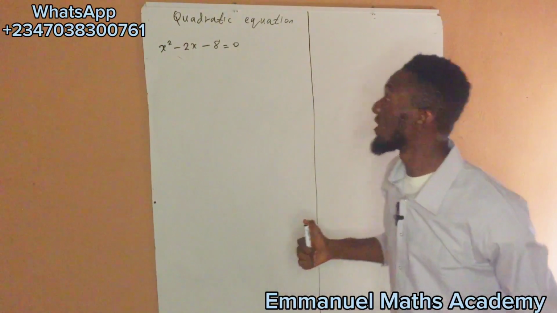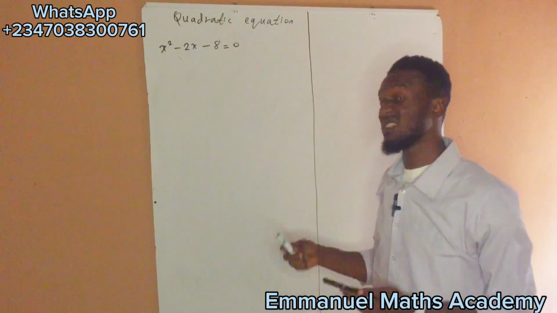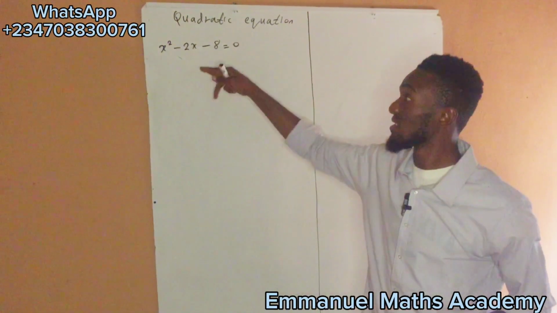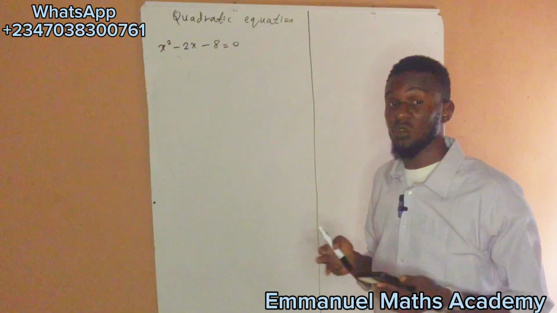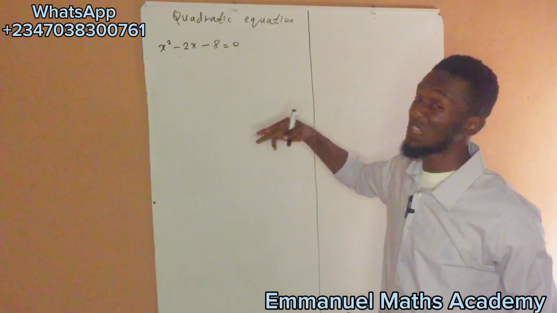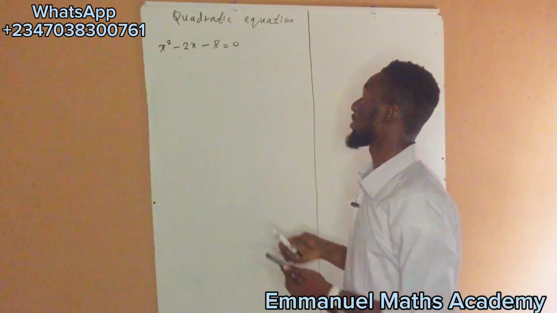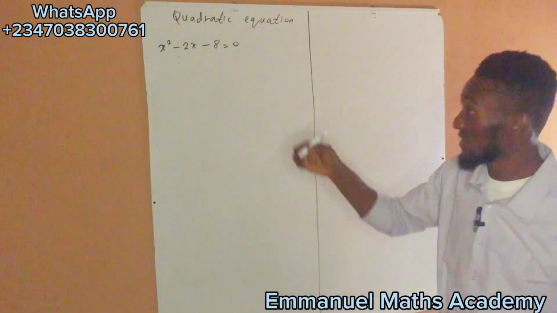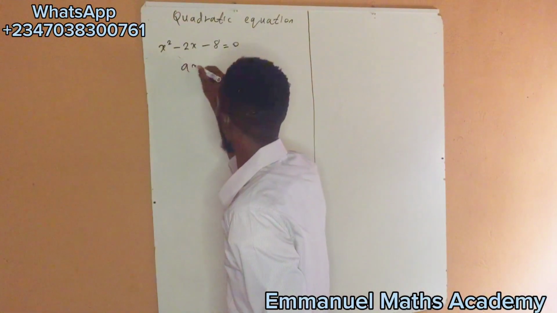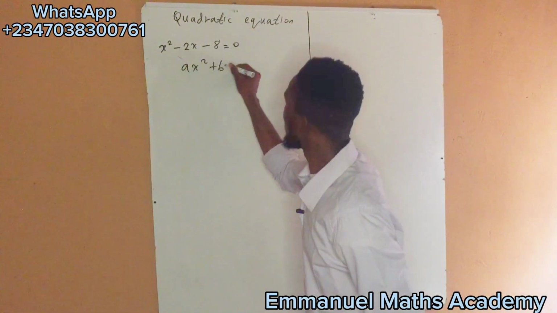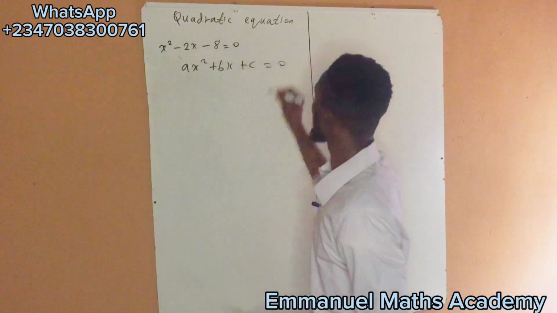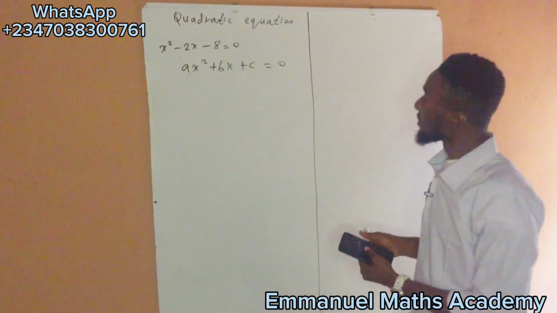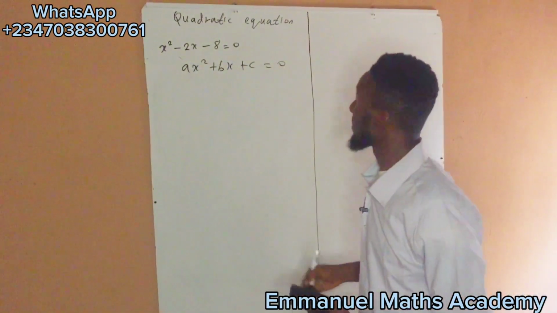When the highest power of the variable is 1, it's termed linear. When the highest power is 3, it's called a cubic equation. And when the highest power is more than 3, then it's known as polynomial. So now, the general form of a quadratic equation is ax squared plus bx plus c equal to 0. This is the general form of a quadratic equation.